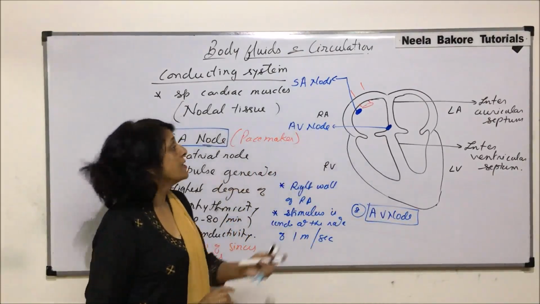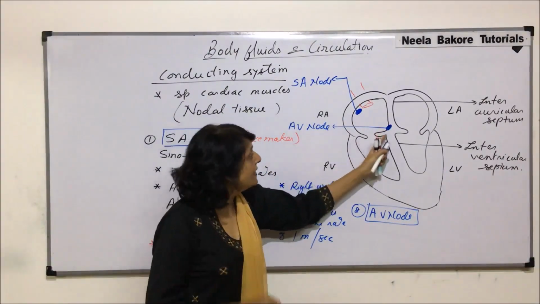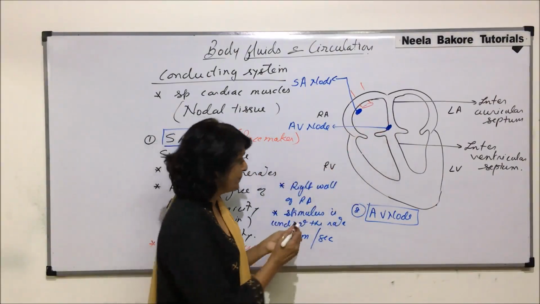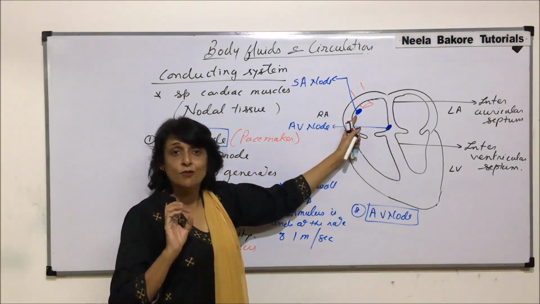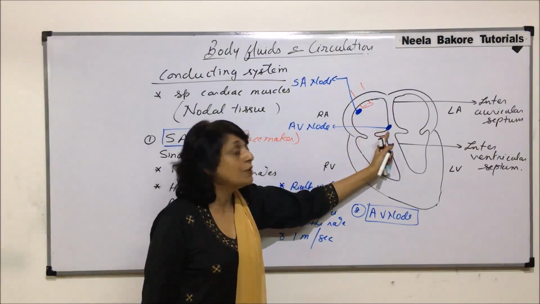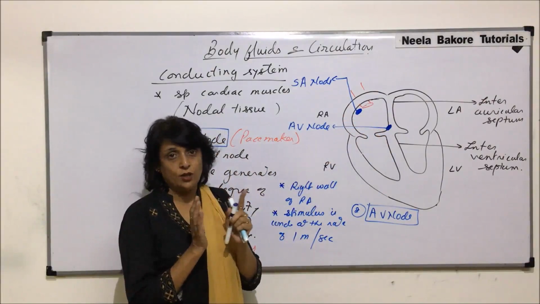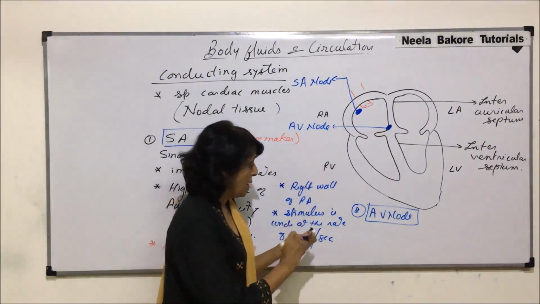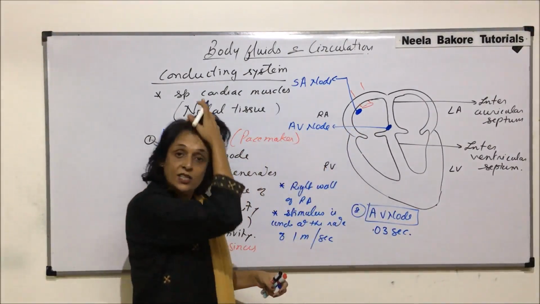Location, it is also located on the right auricle and near the junction of interauricular and interventricular septum. From SA node, the impulse is going to generate, then it is going to travel through cardiac muscles and reach up to AV node. The time in which this impulse reaches from SA node to AV node is 0.03 seconds.